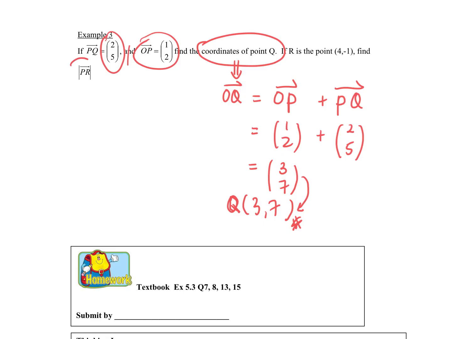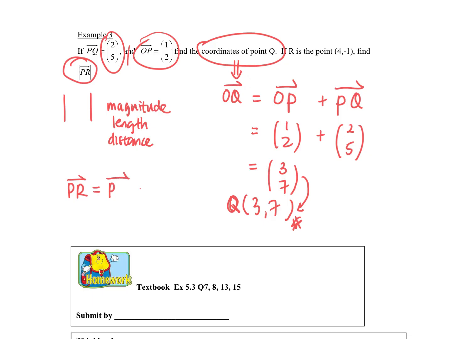Okay, I want to find the magnitude. When you see this, it means they want you to find the magnitude or the length or the distance. Okay, so I want to find the distance of PR. I need to have the vector first. So I must start from P, end at R. What is the interchange? O because I have OR. So OR is 4 minus 1. So I put in the O. So PO is the opposite of this.